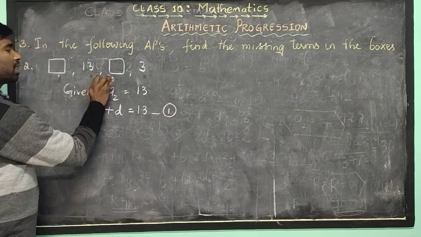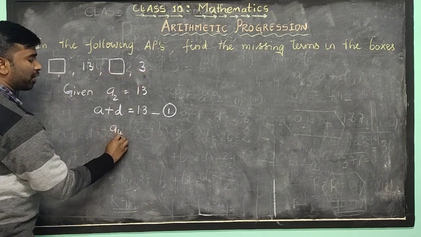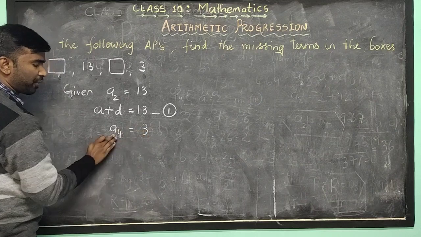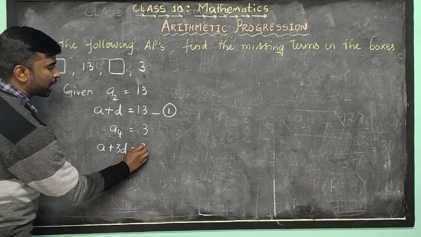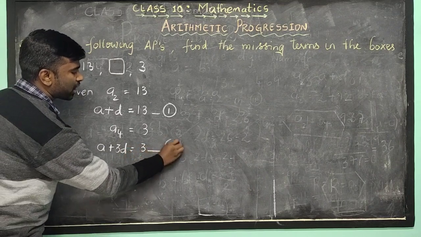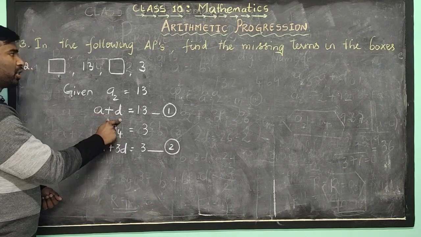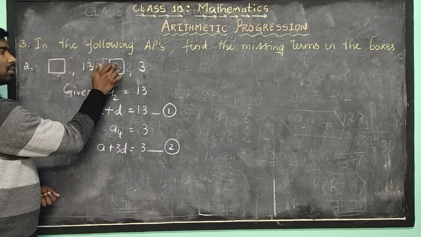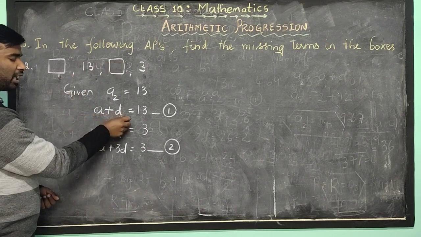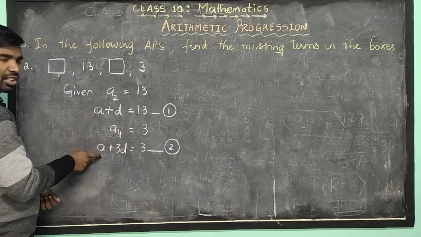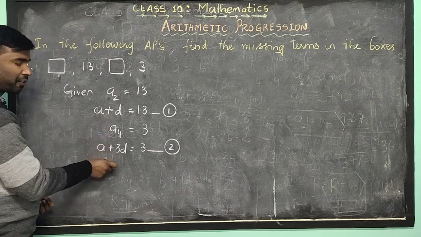In the same way, A1, A2, A3, A4. Also they have given the fourth term as 3. What is A4? A4 is nothing but A plus 3D equals 3. I'll consider this as equation 2. Now we should find out the values of A and D. To find the first term and the third term, we have two equations containing variables A and D. This is a linear equation in two variables. Now I should solve these two equations to get the values of A and D.